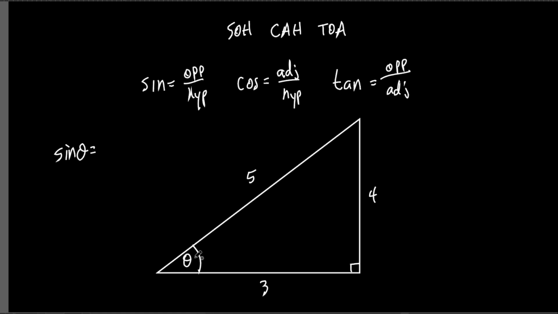So on this angle right here, theta, which side is the opposite side of angle theta? Is it the 3, 4, or 5? What's opposite of theta? It's 4. That's right, because it's opposite. It's across from it. Remember that?